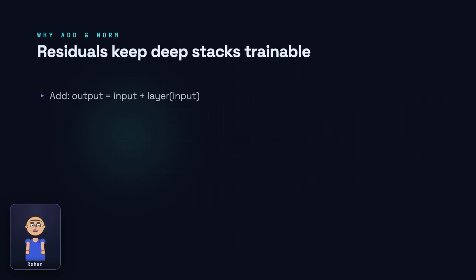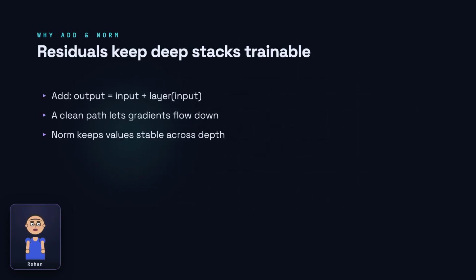Why bother adding the input back? Because when you stack dozens of layers, the training signal has to travel all the way down without fading. The residual gives it a clean highway to flow through, and the norm keeps the numbers from exploding or vanishing. Without this pair, deep transformers simply would not train.